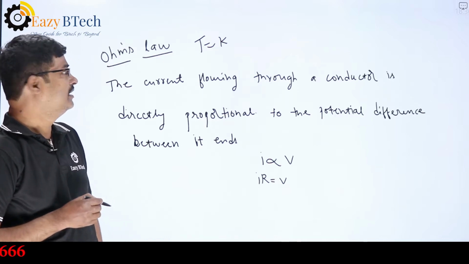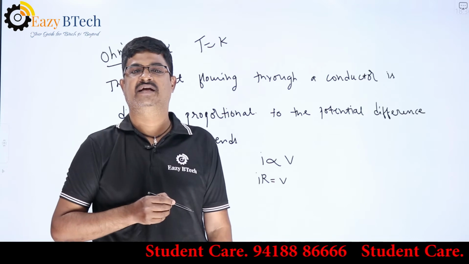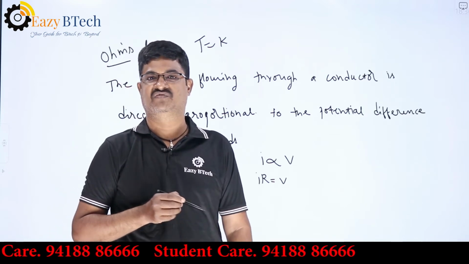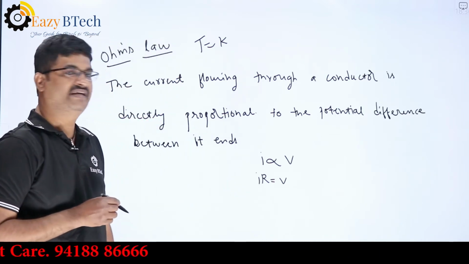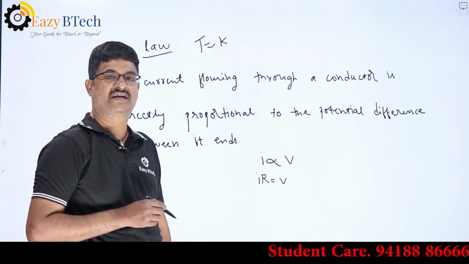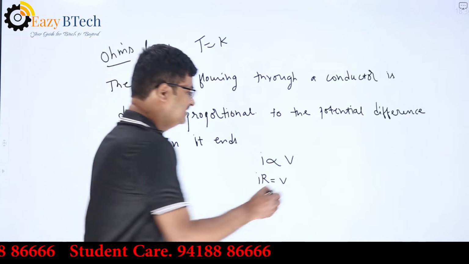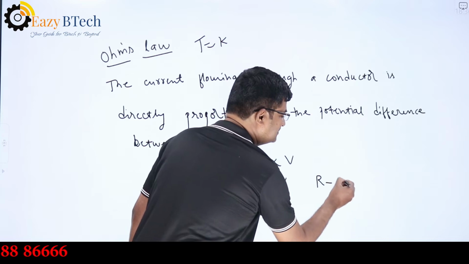So once again here, Ohm's law is valid only at constant temperature. The current flowing through a conductor is directly proportional to the potential difference between its ends. From the statement I can write I is directly proportional to V. To remove this proportionality constant, I into R is equal to V, where R is resistance.